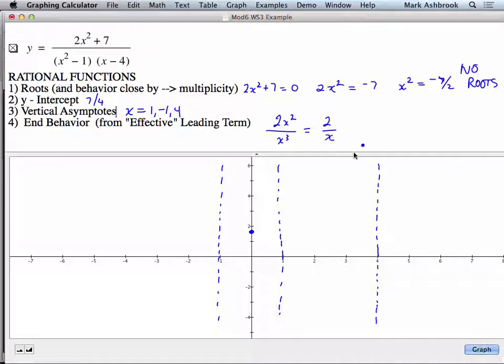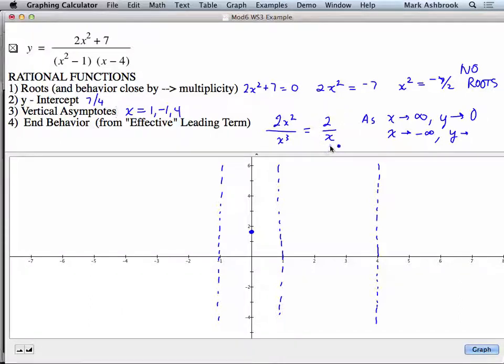2 over x. Okay, so as x gets really large positive, or goes way out to the right, what will y do? So think 2 over an exceedingly large number. It wants to approach 0. Is it closer to 0? Yep, that's what that does, right? Because that will just be smaller and smaller and smaller as x approaches negative infinity.